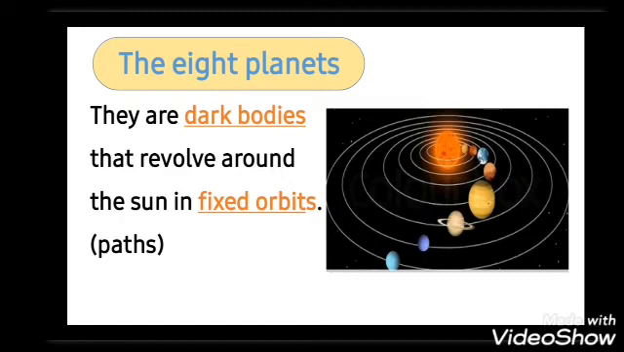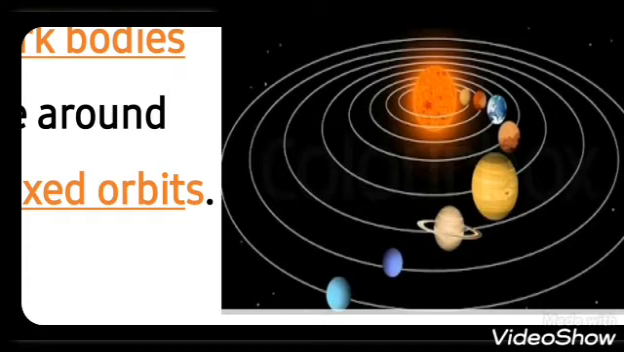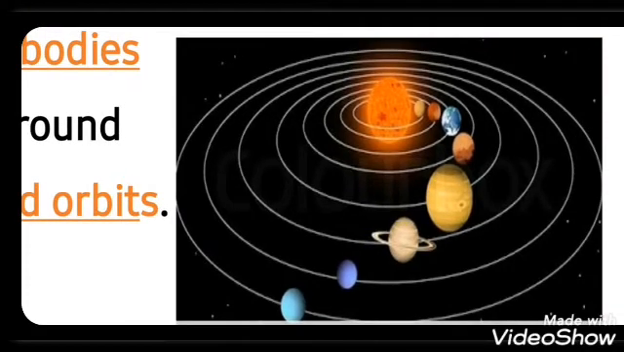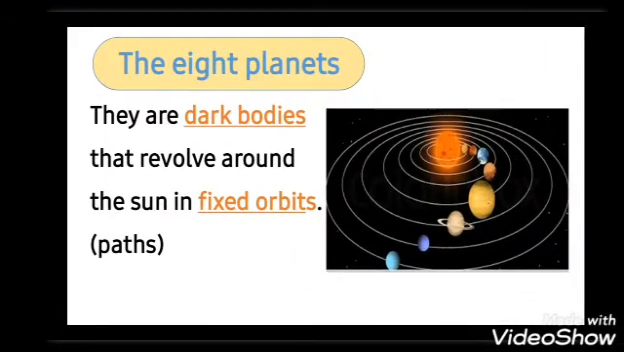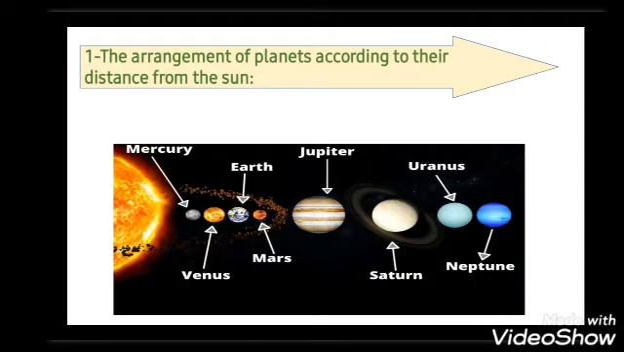So you have to know that the 8 planets are dark bodies. Any planet is a dark body, not shiny. Planets are dark bodies that revolve around the sun in fixed orbits. The white circles here are the fixed orbits I talked about.